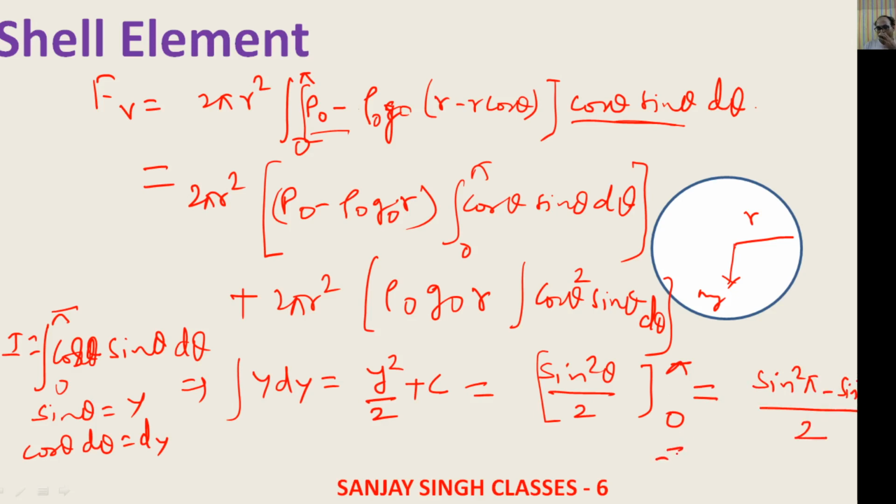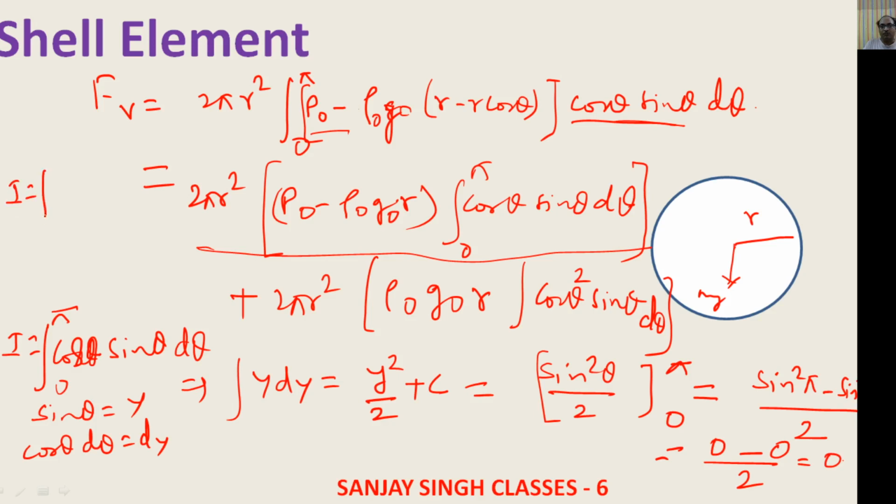So sin square pi is 0, and sin square of angle 0 is also 0, so 0 divided by 2 will become 0 only. So this part, cos theta sin theta, will become 0 completely. The first part will become 0. Now the second integration part I will tell you here.